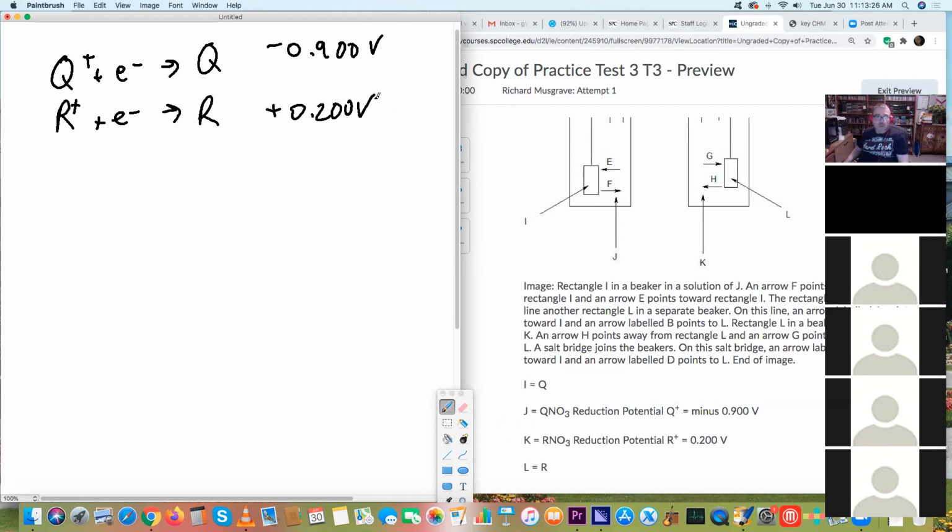And the way you know to set this up is because it says they're reduction potentials, which means they need to be set up as reductions, which means the electrons have to be on the reactant side. That's how we know to set them up this way.